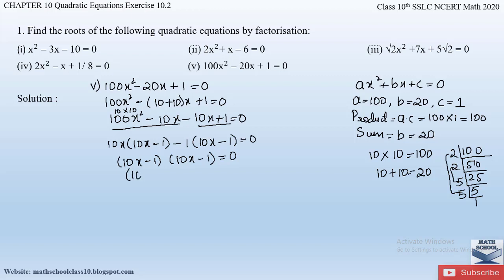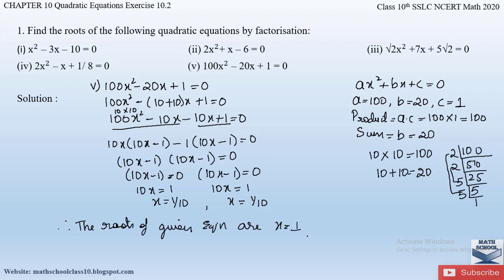So let us again substitute: 10x minus 1 is equal to 0 and 10x minus 1 is equal to 0. So if we send minus 1 to the right hand side, we will get 10x is equal to 1, or x is equal to 1 by 10. Similarly here, if we send minus 1 to the right hand side, we will get 1 and x is equal to 1 by 10. Both the roots are same, so therefore the roots of the given equation are x is equal to 1 by 10 and x is equal to 1 by 10.